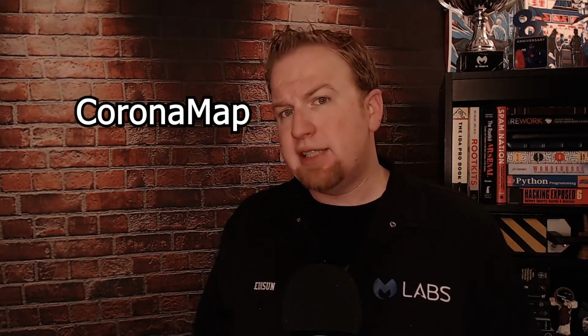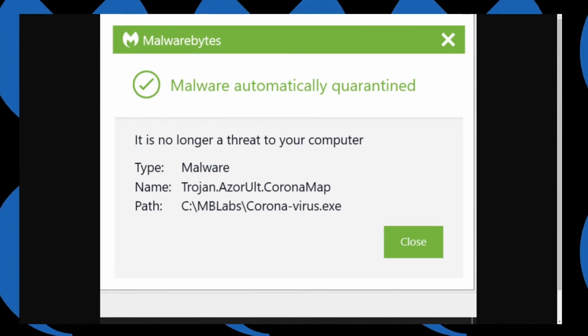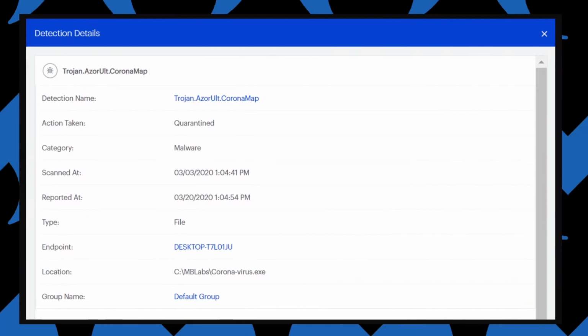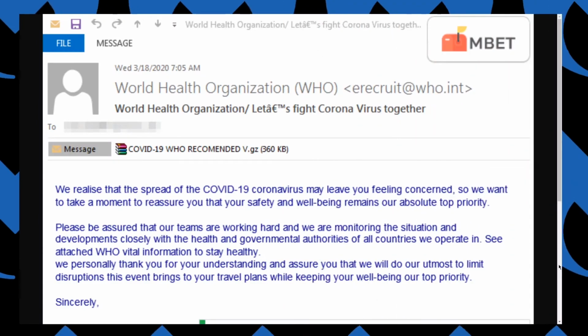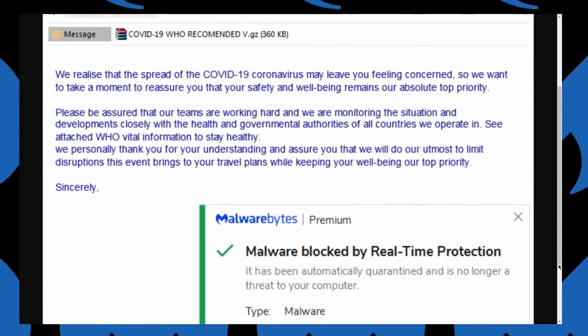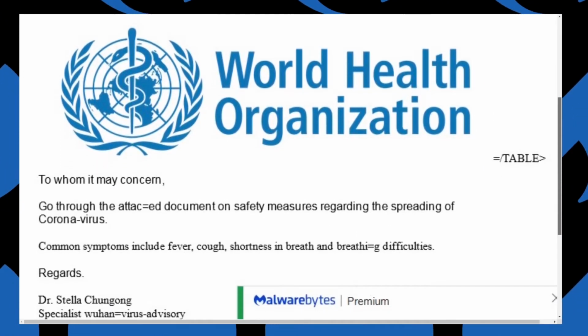So you may see a detection that says Trojan.Azorult.CoronaMap, and you'll know what we're talking about. In fact, since the map application is installing older families of malware, we've detected them already without even knowing about the map application to begin with. Information stealers aside, though, we've seen plenty of other types of attacks using COVID-19 as a theme. And the fact is, this map isn't alone.